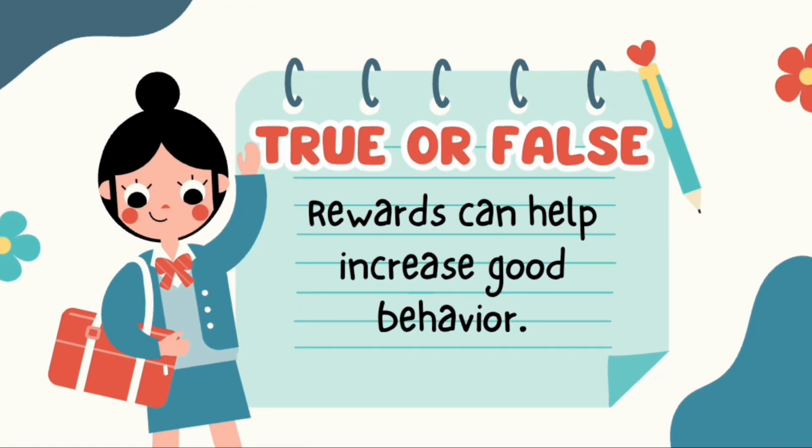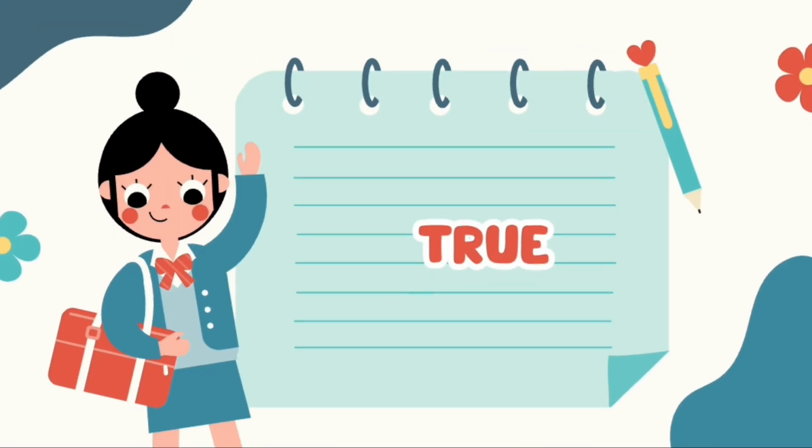Second, rewards can help increase good behavior. Is it true or false? Correct. This is also true. This is known as positive reinforcement. When we reward someone for doing something good, it motivates them to repeat the action. For example, when a teacher compliments a student for answering correctly or gives extra points for submitting homework early, the student becomes more motivated to perform well again. Rewards can be verbal praise, stars on a chart, or even simple recognition.